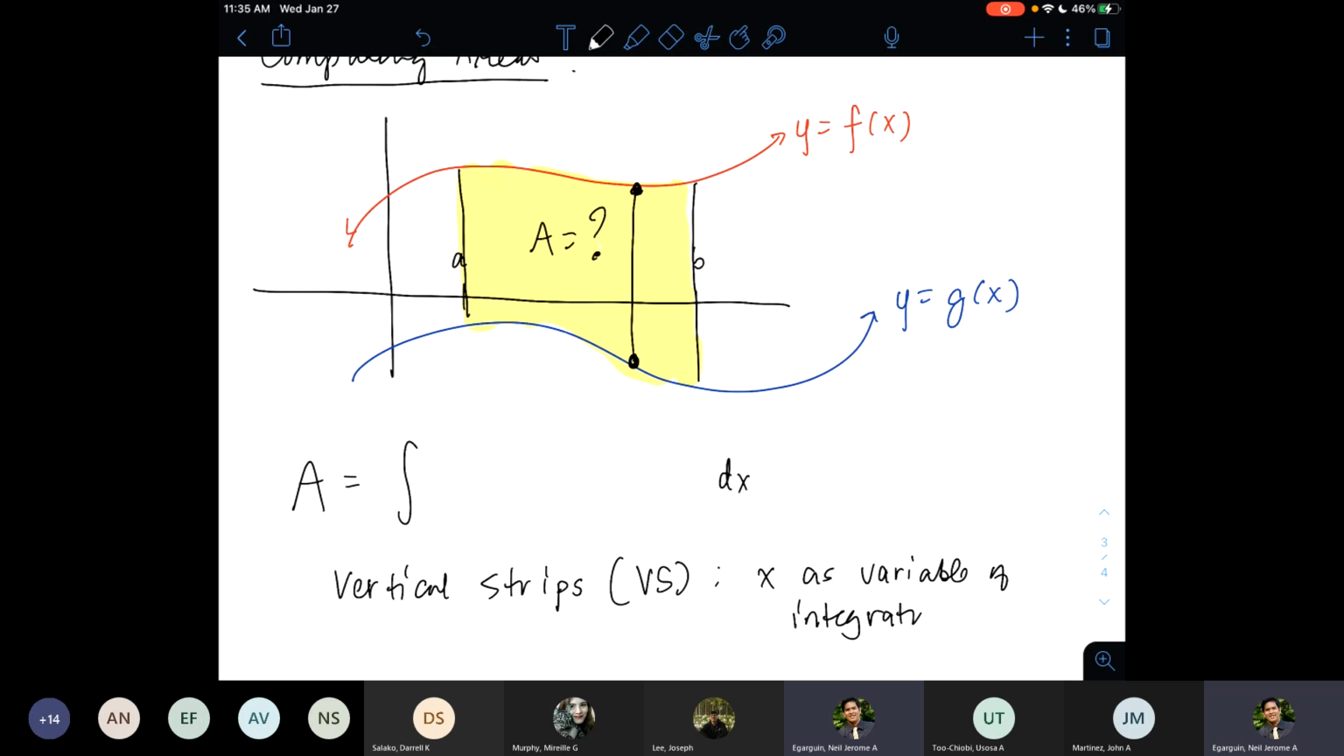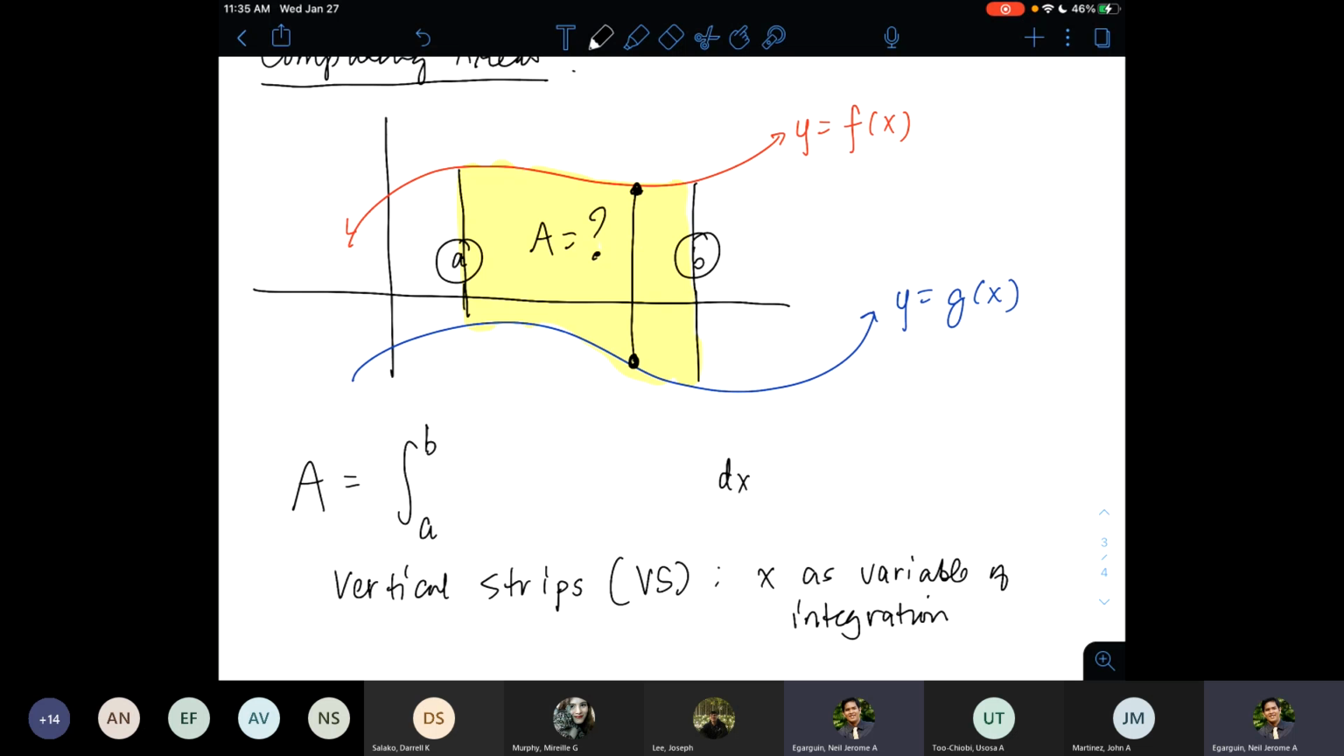This also holds for section 6.4, so I hope you guys will remember this. Vertical strips always use dx, or x is the variable of integration. And since you have dx, the bounds for your integral should be bounds for x. What are the x values covered by the region? Well, the region started at x equals a, and it lasted until x equals b. So the bounds for the integral will be from little a to b.